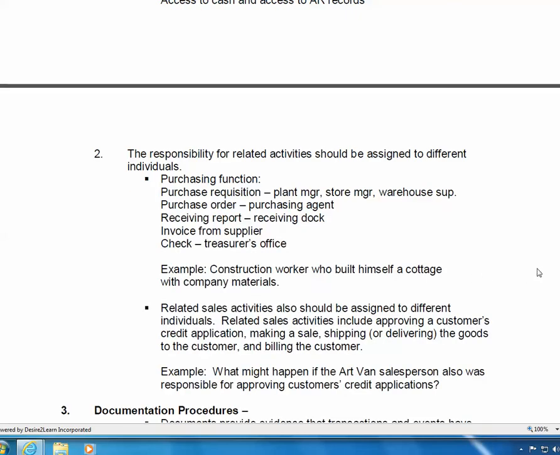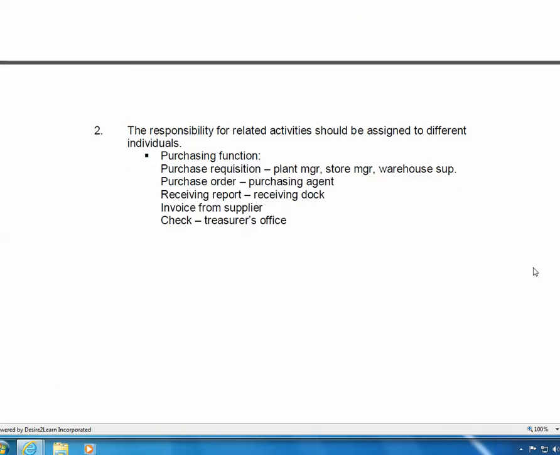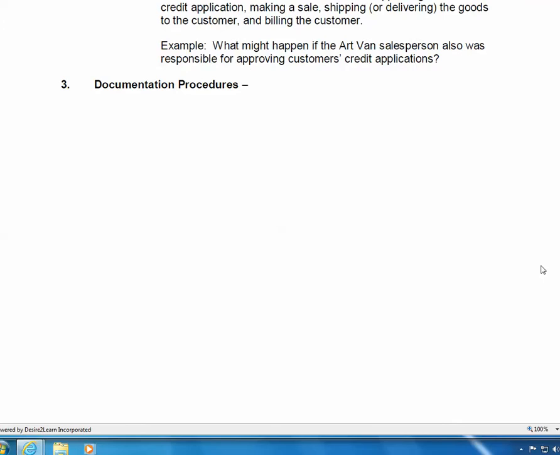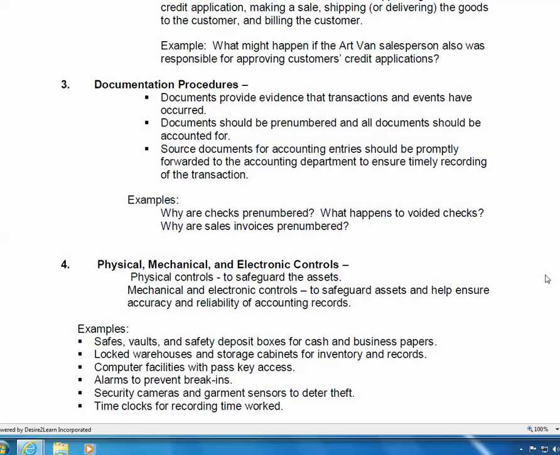Okay, let's see. Other things that you can read are also indicated here, and I won't go through all of them with you. Let's go on to the third, documentation procedures. All transactions in a company will be documented, as you guys are already aware, in the journal and posted to the ledger and so on. But we need to have supporting evidence behind every transaction.